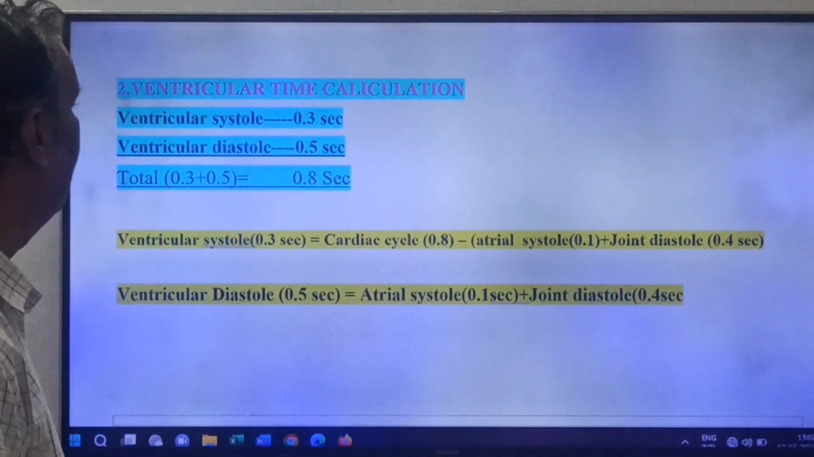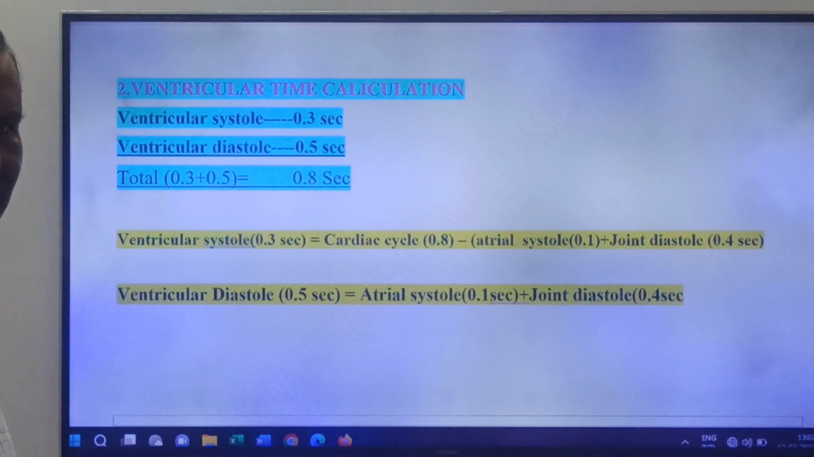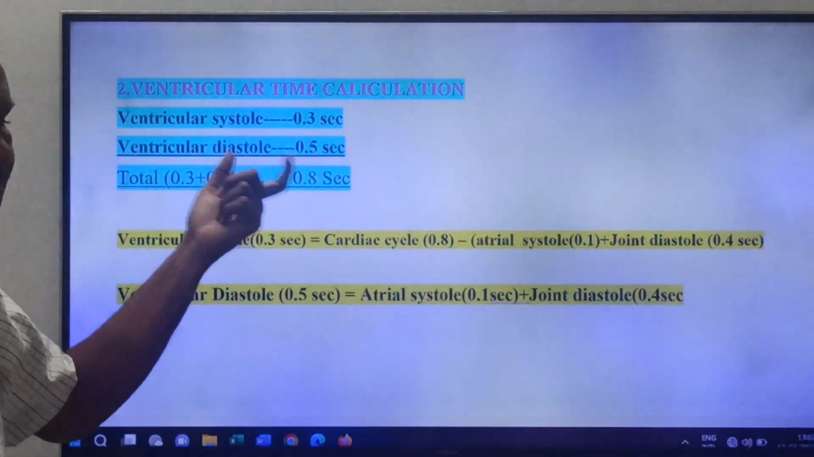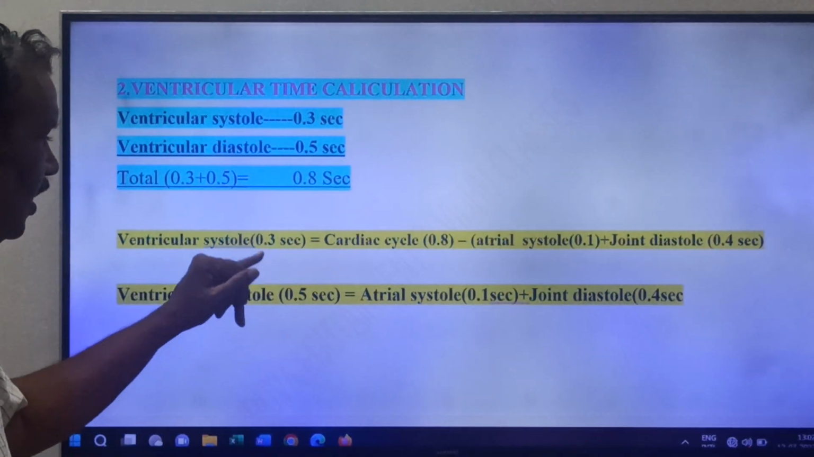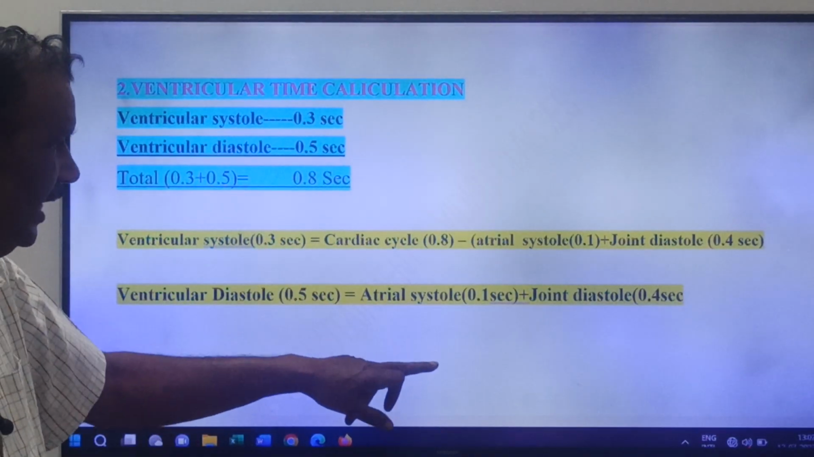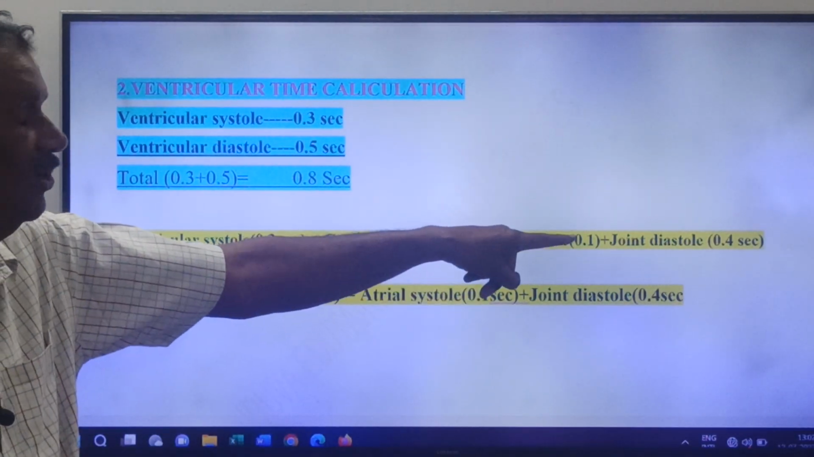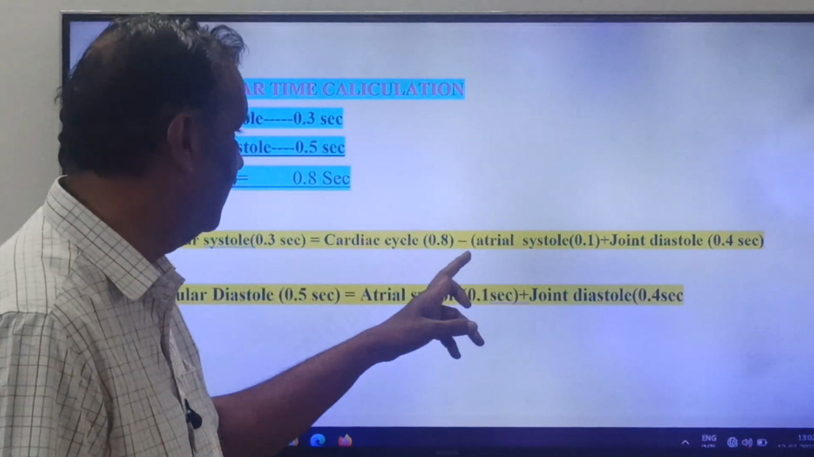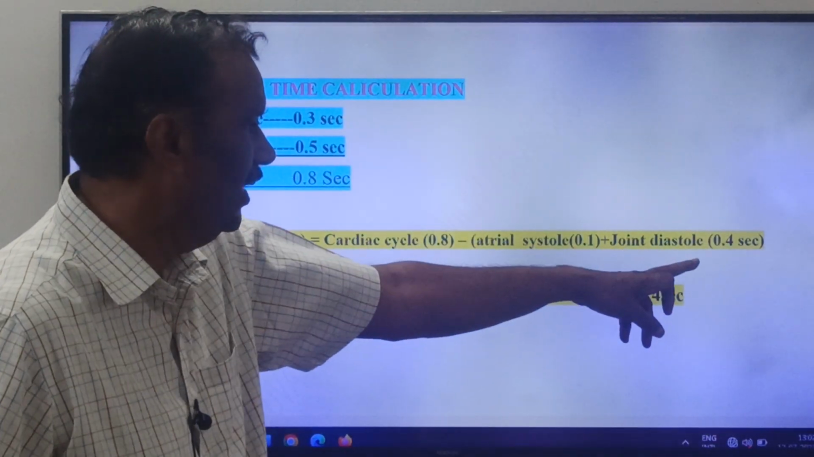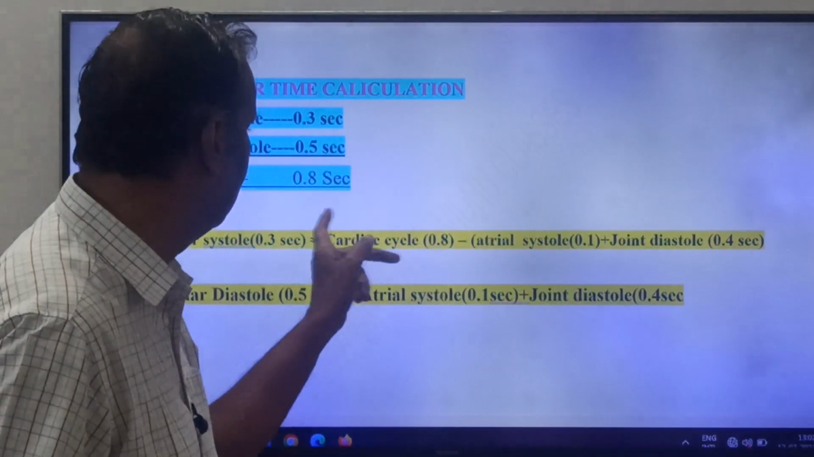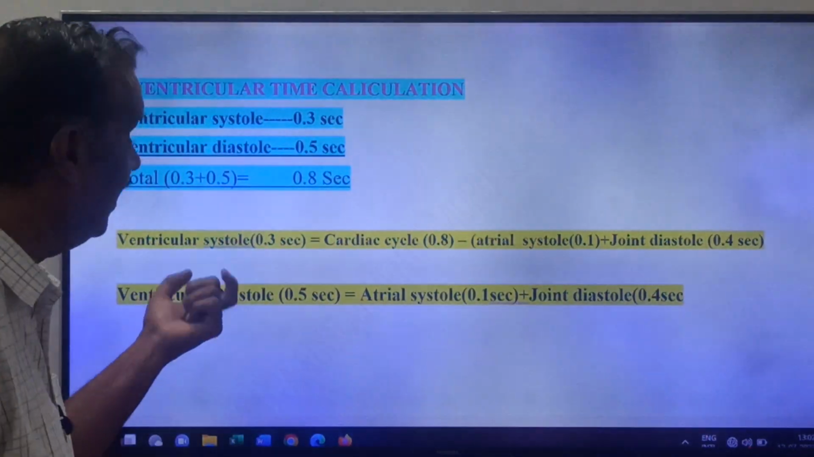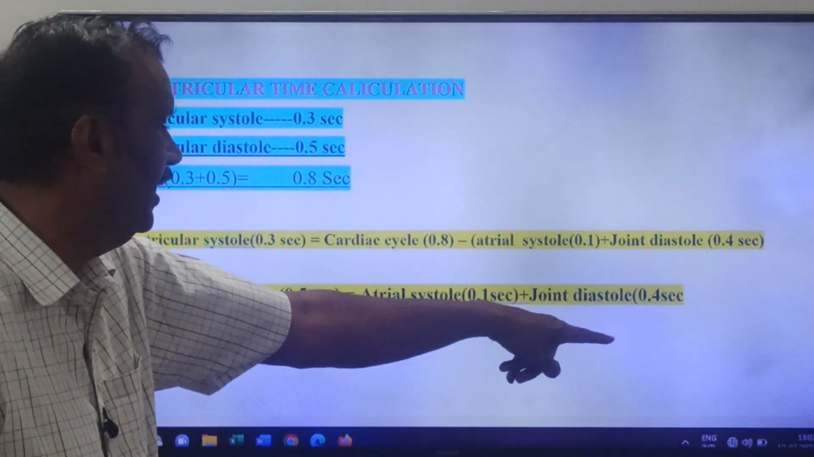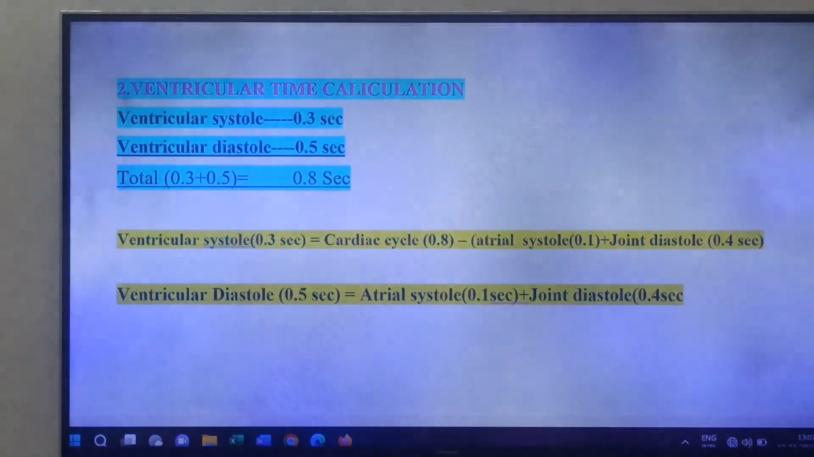Now ventricular time calculation. Ventricular systole 0.3 seconds, ventricular diastole 0.5 seconds. Total 0.8 seconds, friends. Now ventricular systole 0.3 seconds means what, friends? Cardiac cycle minus atrial systole and joint diastole. Atrial systole is 0.1 seconds, joint diastole 0.4 seconds. So 0.8 minus 0.5 becomes 0.3, friends. Now come to ventricular diastole. What is that? 0.5 seconds. Atrial systole 0.1, joint diastole 0.4. So total becomes 0.5, ventricular diastole.